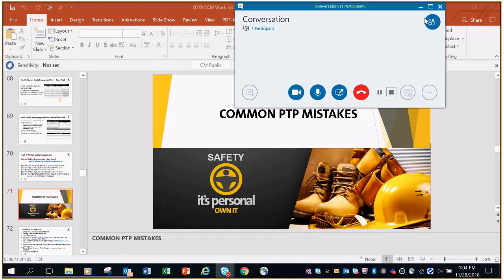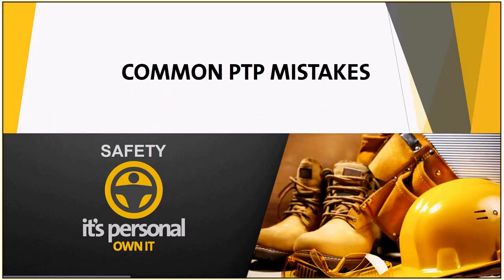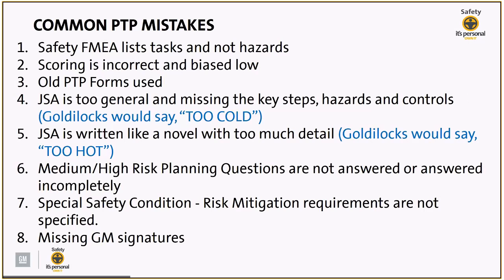All right. So now let's take a look at some of the common pre-task plan mistakes that we see. Just to name a few, we typically see that the safety FMEA lists tasks and not hazards. A lot of times we see scoring is incorrect or biased low. We usually see sellers using the old pre-task plan form. We usually find that the JSA is too general and missing the key steps, hazards, and controls. Sometimes we see the JSA is written like a novel, with far too much detail in there.